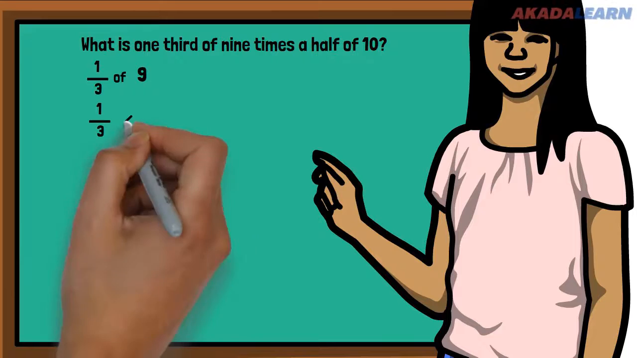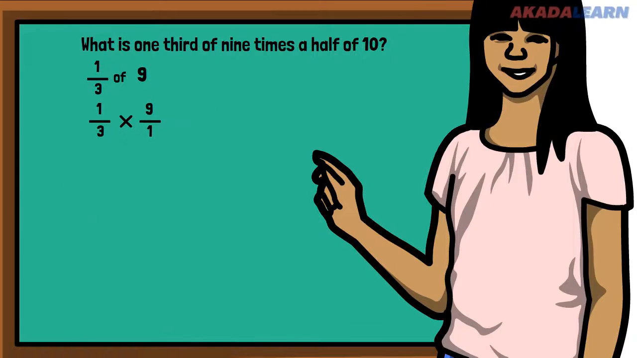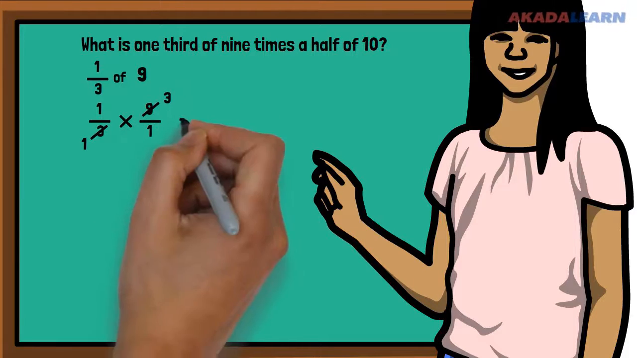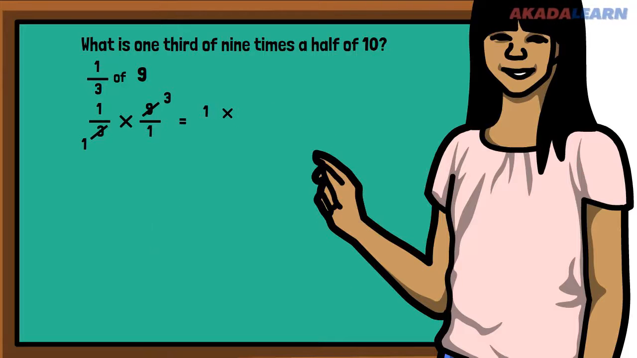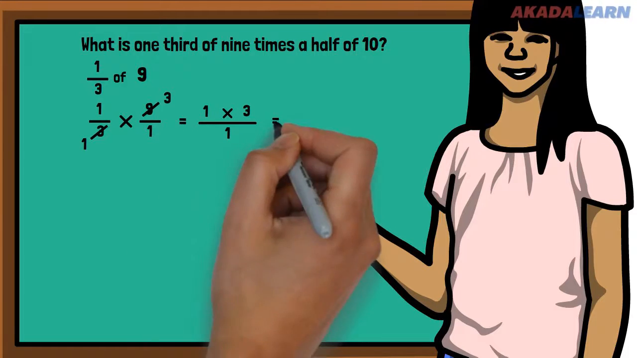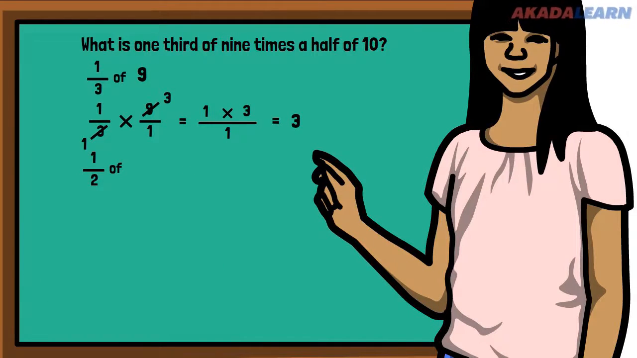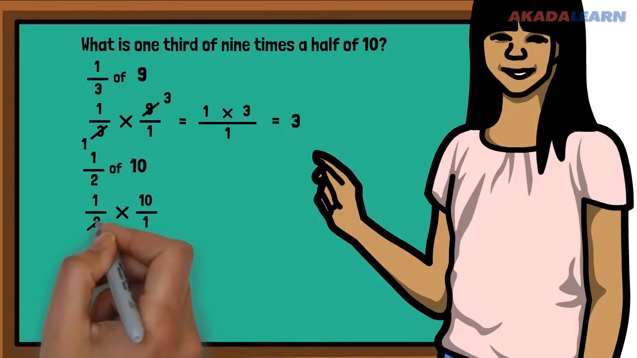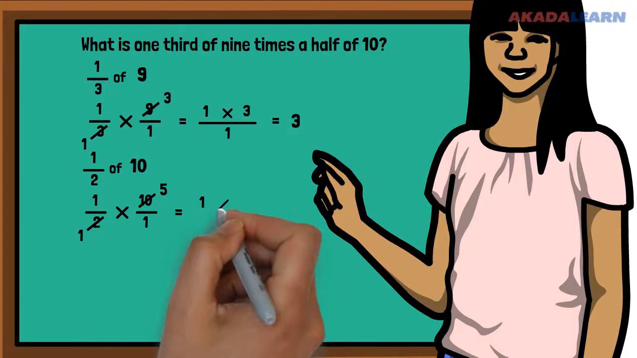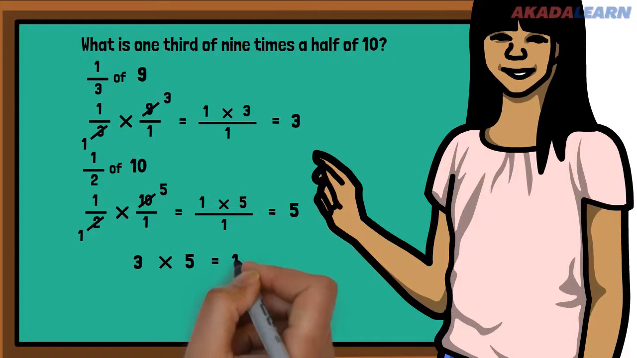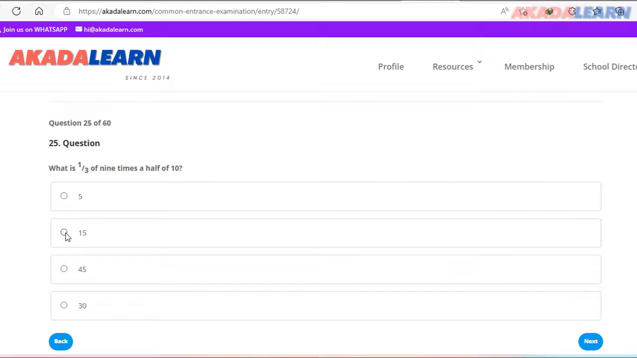So that's 1 over 3 of 9. That's 1 over 3 times 9 over 1. 3 divided by 3, 1. 9 divided by 3, 3. So that's equal to 1 times 3 over 1, which is equal to 3. Alright, so what of half of 10? That's 1 over 2 times 10 over 1. 2 divided by 2, 1. 10 divided by 2, 5, which is equal to 1 times 5 over 1, which is equal to 5. So 3 times 5 is therefore equal to 15, which is your final answer. So from our solutions video, we see that the answer is 15.